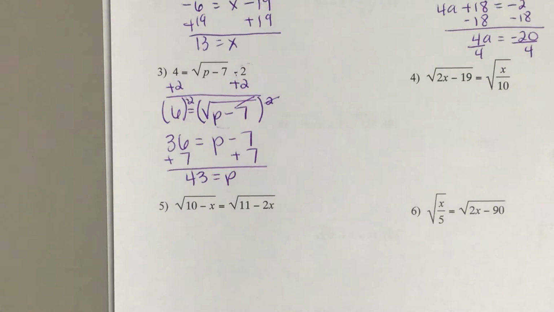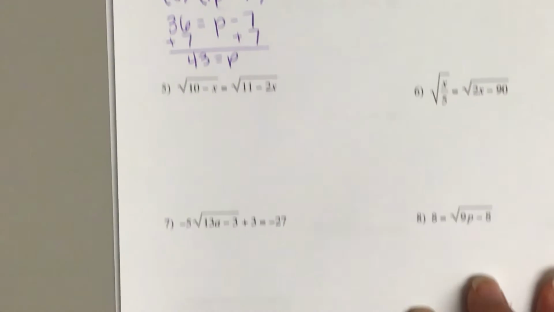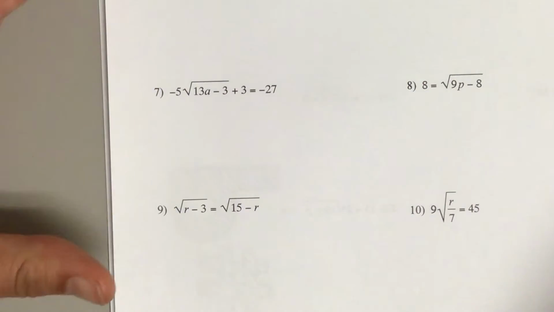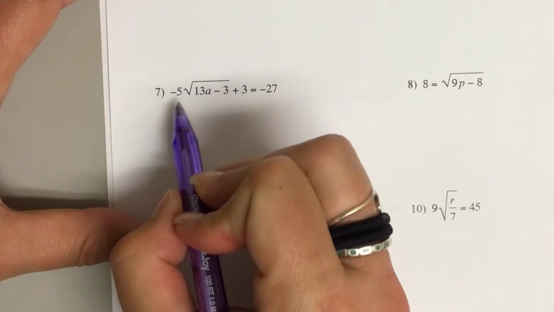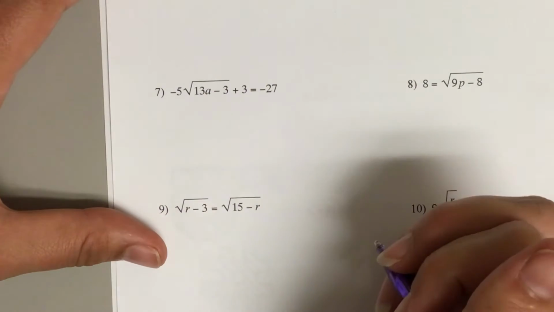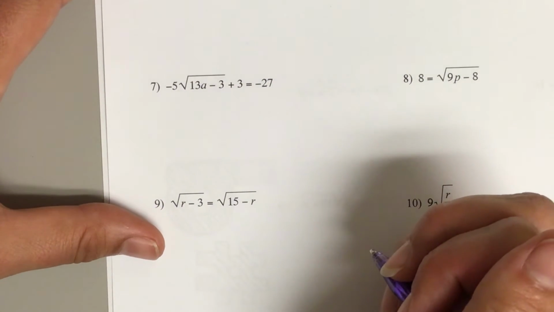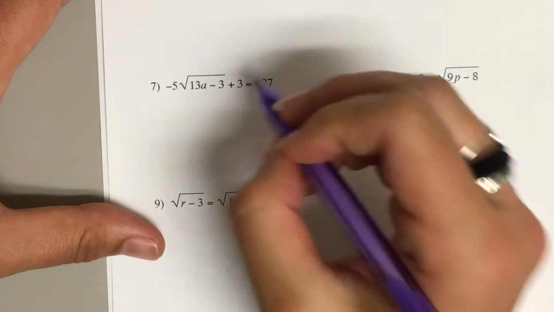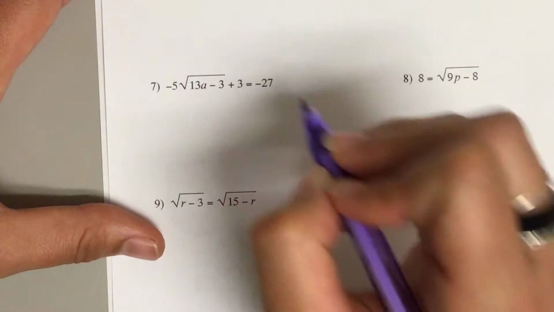All right, jump on down to number 7. So number 7 is just like the number 3 that we just did, except on this one now, we actually have a times here and we have a plus. So we have to get rid of both of those things before we can square both sides. Always get rid of a plus or a minus first.